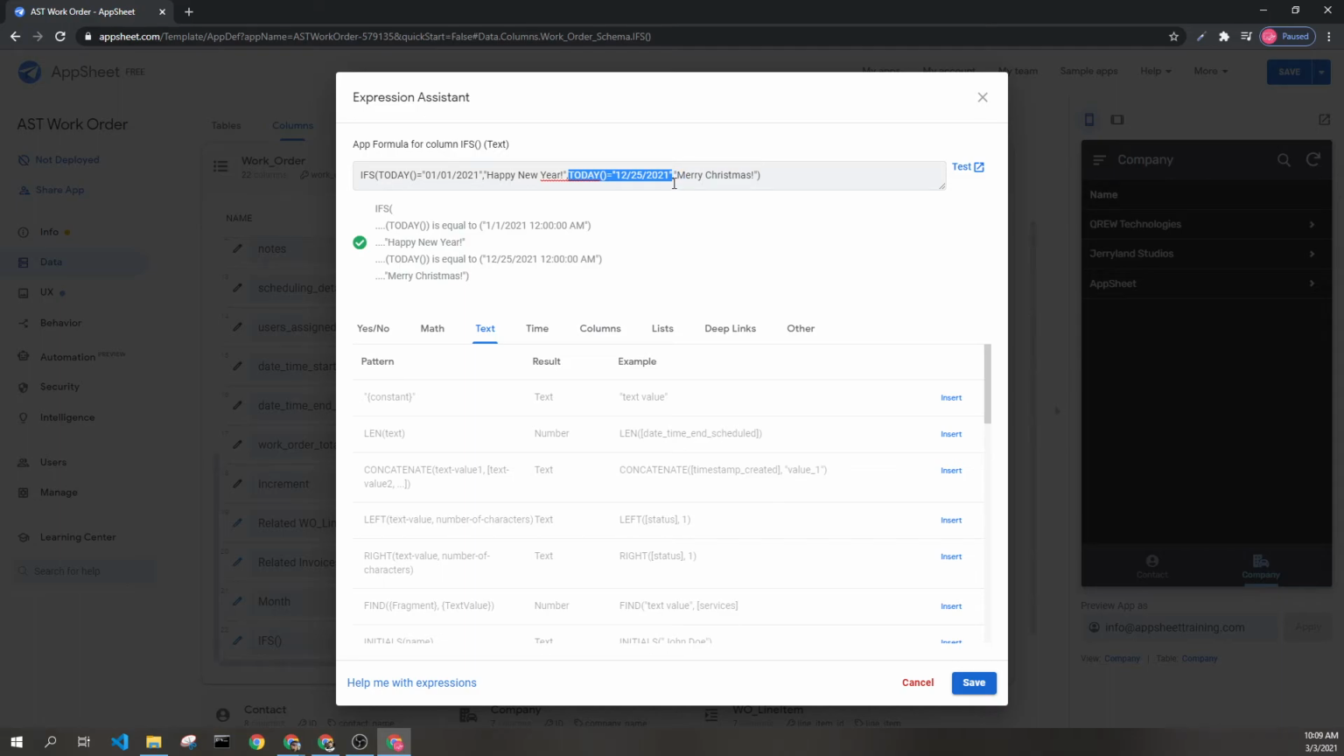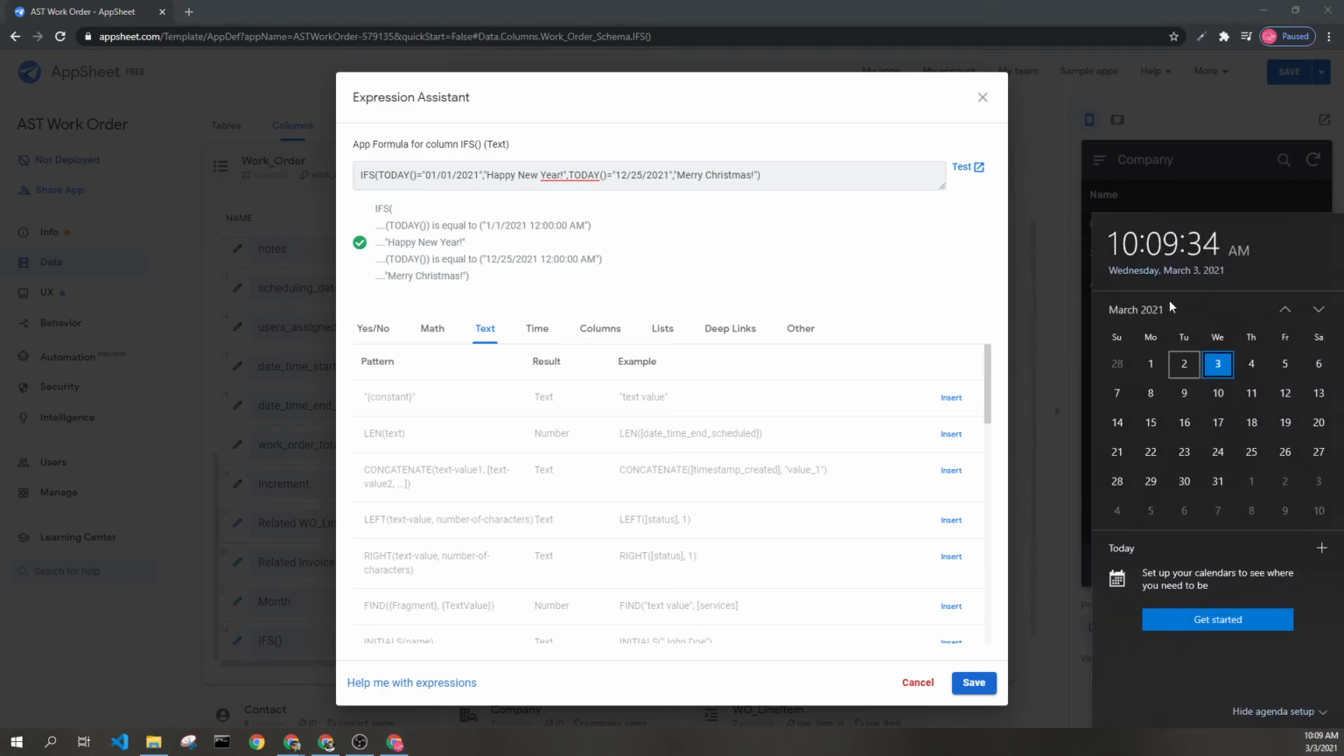Next, we look at the condition today equals 12/25/2021. If this is true, we return Merry Christmas. If it's not, we look for the next parameter. Unfortunately, there's no more conditions in this expression, meaning that since today is March 3rd, 2021, this expression would return blank.